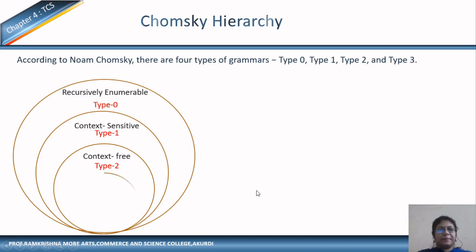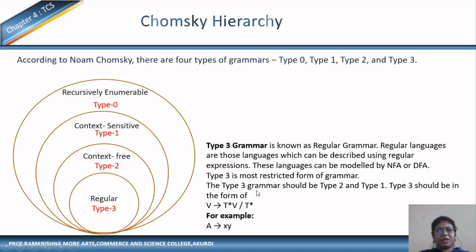Then the third type is regular grammar. It is also called type 3 grammar. It generates a language called regular language. Regular languages are those languages which can be described using regular expressions, and these languages can be modeled by finite automata. So type 3 is the most restricted form of grammar.